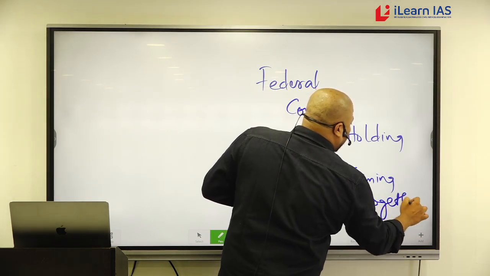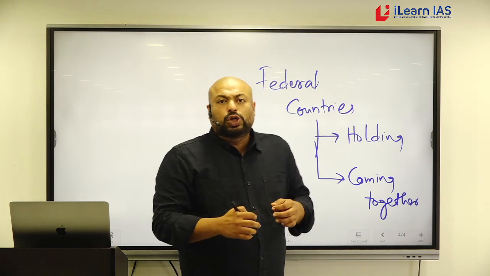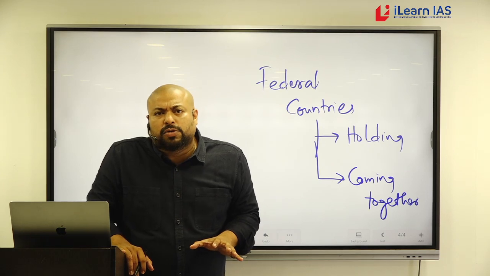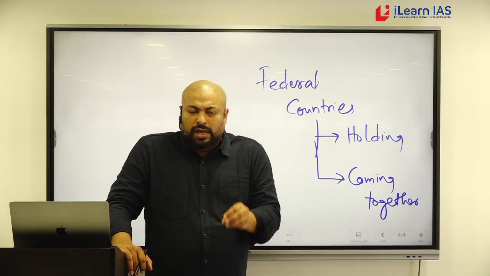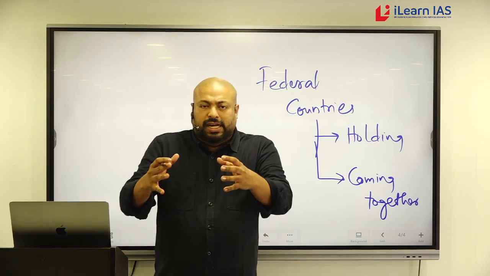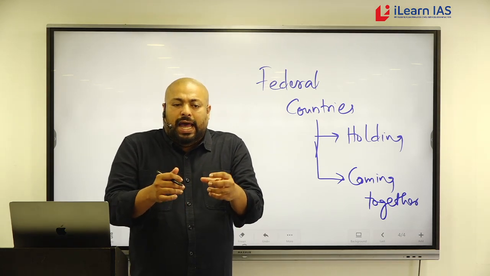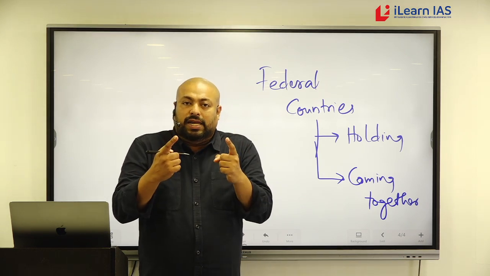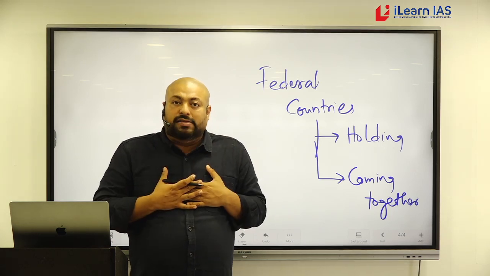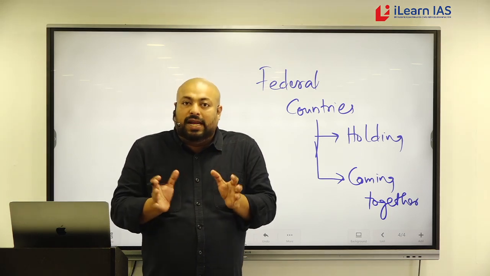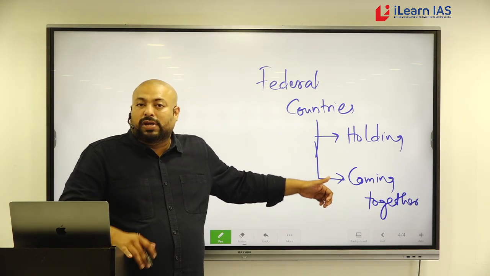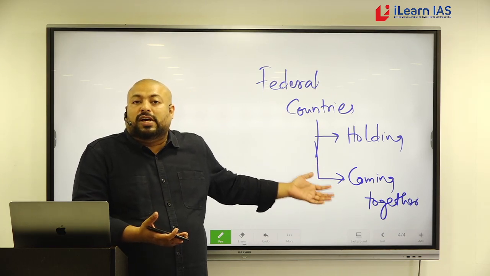Coming together and holding together. So USA is a typical example of a coming together model. So what do you mean by coming together model? In a coming together model, independent colonies or countries or a group of states decided to come together and identify itself as one single country for political benefits or for economic benefits or for security reasons. It is better to identify as a single entity rather than independent entities. So that is how coming together models are actually formed.